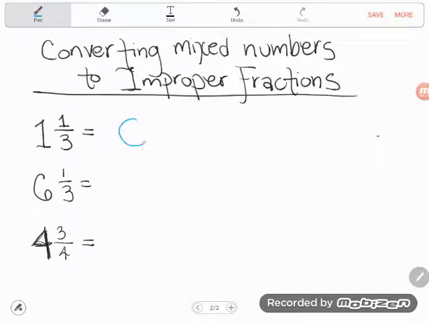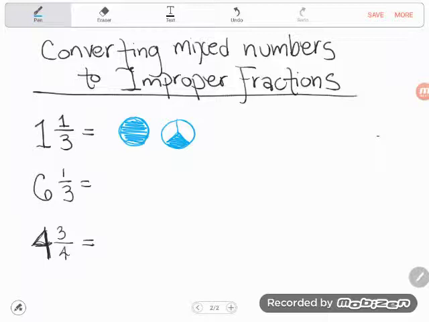I'm going to draw a picture. One whole thing. Mathematicians are obsessed with pies. And 1/3 of a thing. So I'm going to break a thing into 3 equal pieces and take one of them. 1 out of 3, 1/3. So there is a picture of 1/3. And you're wondering what that would be if I converted that into an improper fraction.